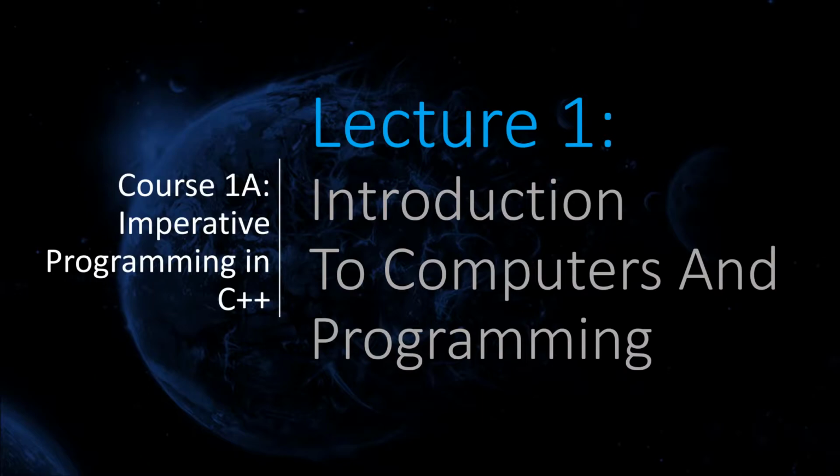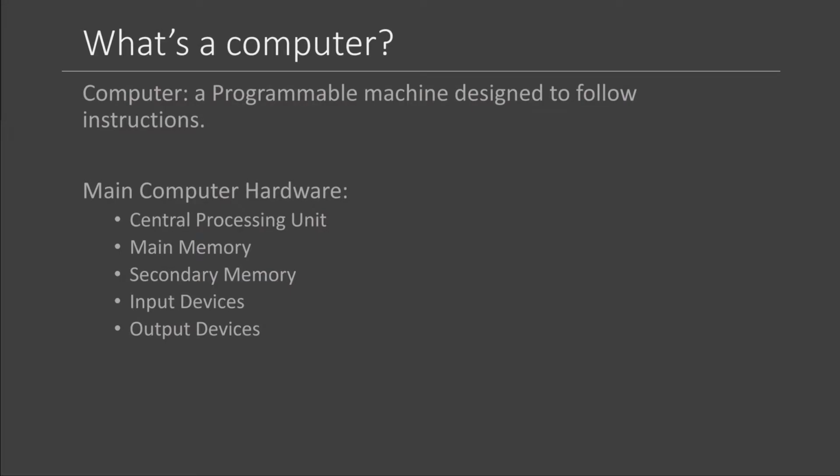In this lecture we are going to give a brief overview of how a computer functions as well as what a program actually is. So, what is a computer? A computer is a programmable machine designed to follow instructions, mainly the instructions you give it as a programmer.